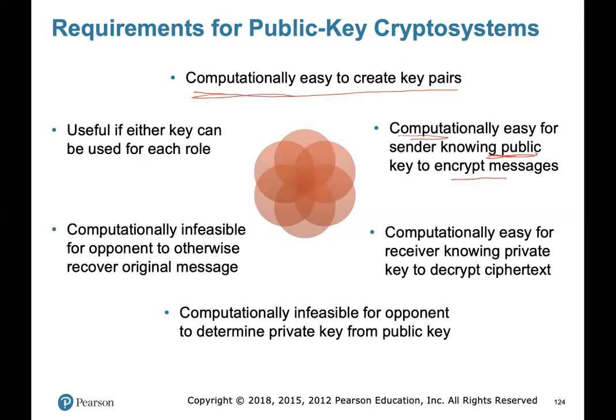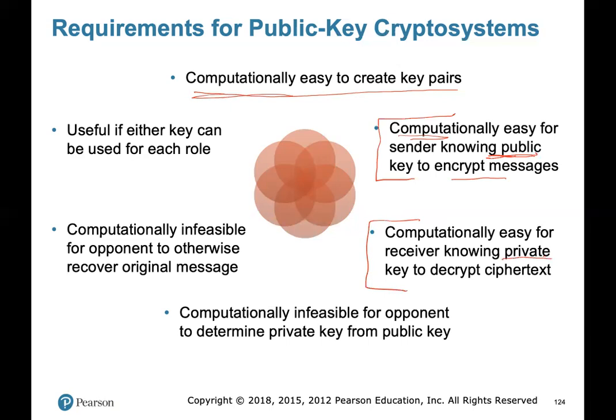And we define them formally. We say how they should be derived for each algorithm. But anyway, this property says if I'm an eligible individual and I have the public key available, it should be computationally easy or feasible for me to do the encryption. It should be computationally easy for me to decrypt the ciphertext given the private key.